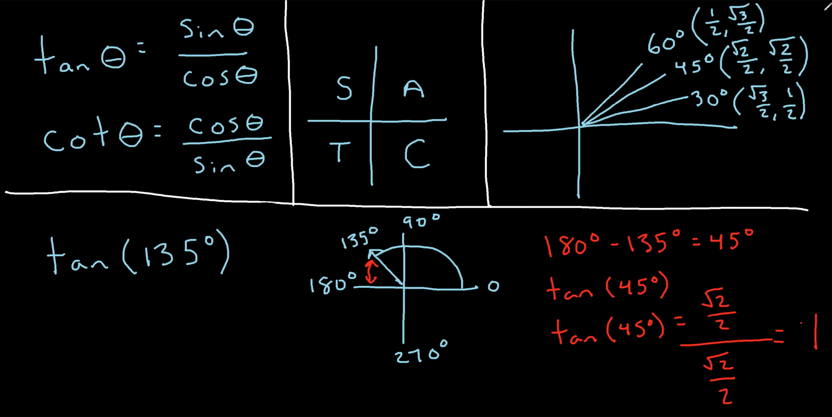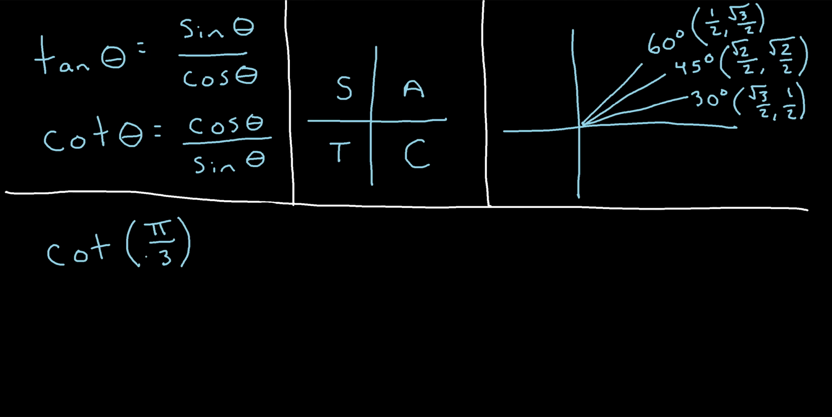Now, to determine if this answer should be positive or negative, we can refer to this diagram, the ASTC, or some people like to remember as all students take calculus, and this tells us which trig functions are positive in each quadrant. So for 135 degrees, we're in quadrant 2 here. So this says S, only sine is positive in this particular quadrant. So that means tangent must be negative. So our answer down here is actually going to be a -1. So the tangent of 135 degrees is -1. That's our final answer.